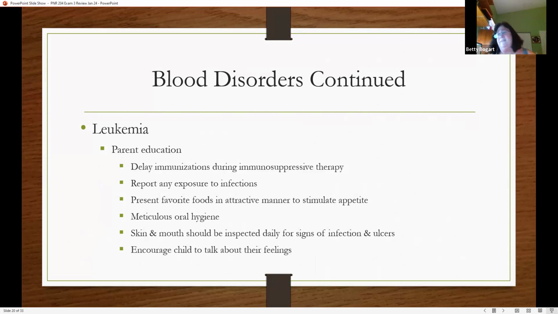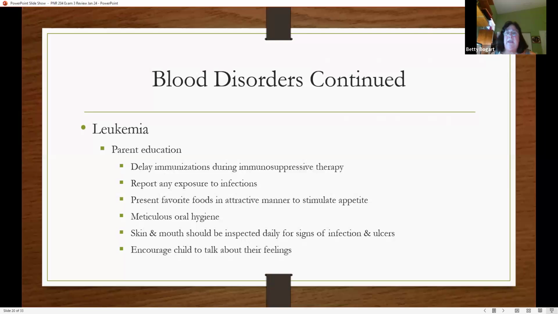Leukemia, white blood cells don't work. They're just immature, don't work. Now, what do we need to know about leukemia? Well, in leukemia, we know that these children are very apt for infections.